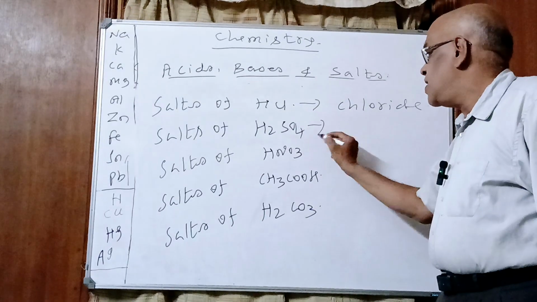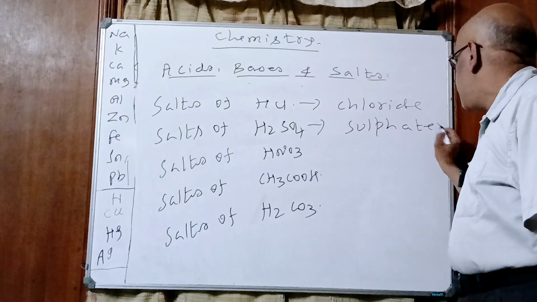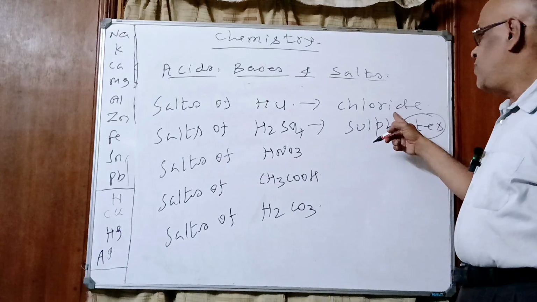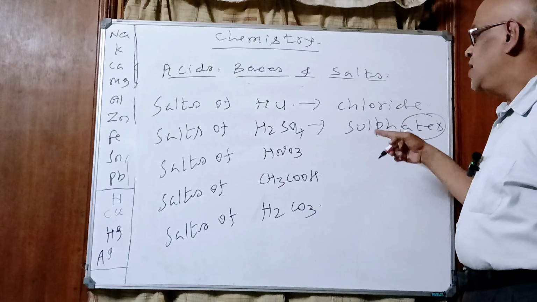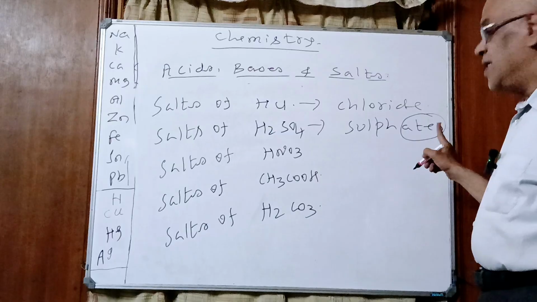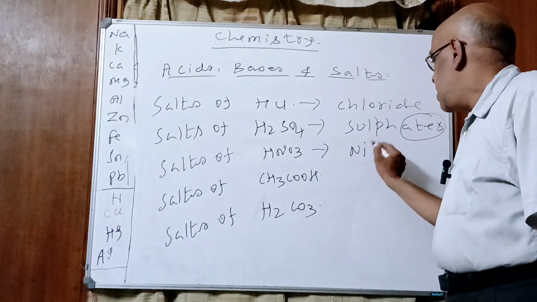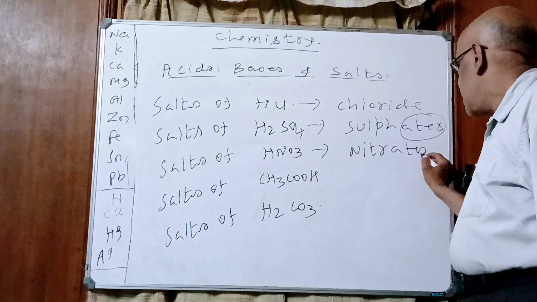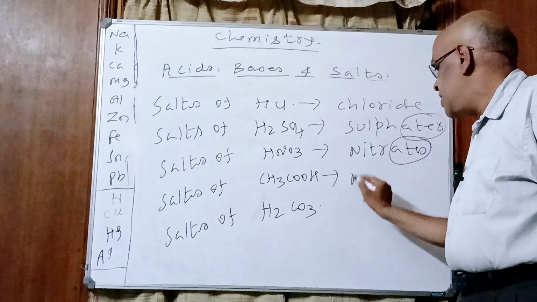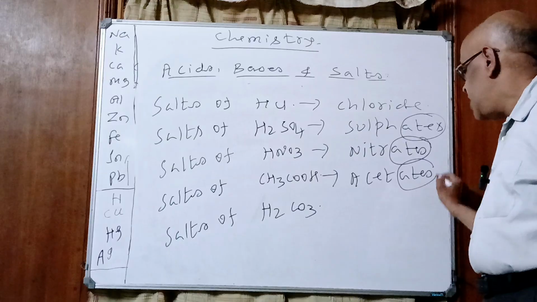Salts of sulfuric acid are called sulfates. I told you, children, in the beginning, anything ending with ate is a salt. It ends with ide also, chloride. For chloride, salts of hydrochloric acid are chlorides, but whatever ends with ate, that suffix is salt. Salts of nitric acid are called nitrates. See, children, again ate. Ends with ate is a salt. Salts of acetic acid are called acetates. Acetate, see, ends with ate.